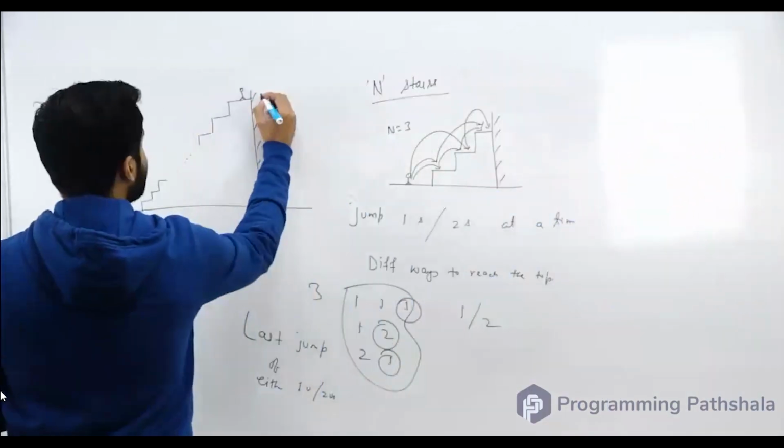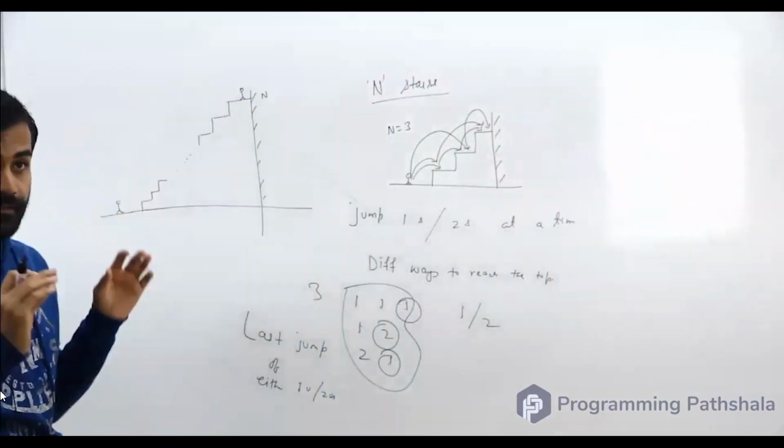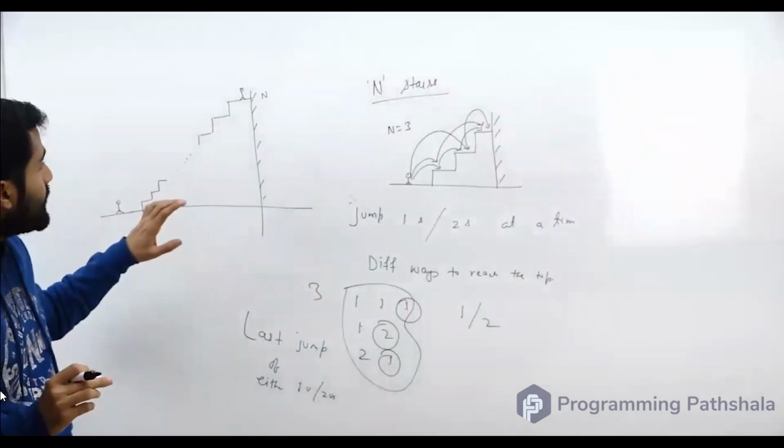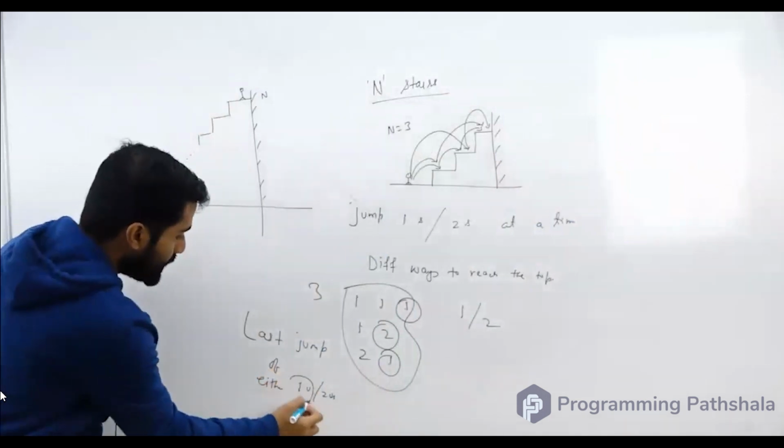Now, if this is nth stair, tell me from which stair he would have gotten here by making 1 unit jump.